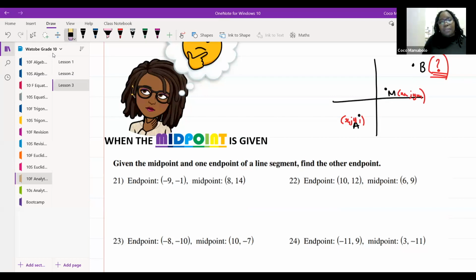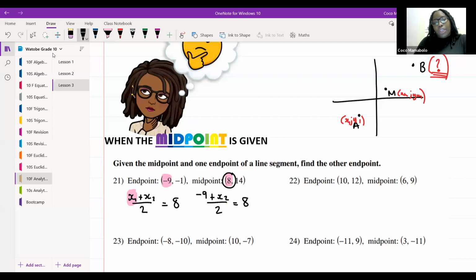So I'm going to first take the coordinate, this is my first endpoint, and this is my midpoint. I know the formula for my midpoint. I can go x1 plus x2 over 2, and that should give me the answer 8. Do you agree with me? That would be the midpoint, because if I add them together, they will give me the midpoint. Now, if x1 is -9, I can go -9 plus the other endpoint over 2 is equal to 8. What am I solving for here?